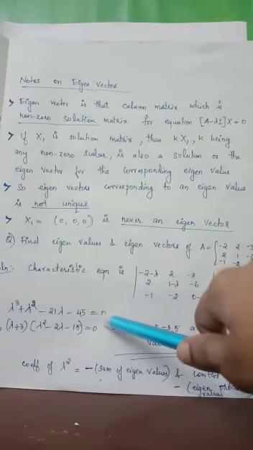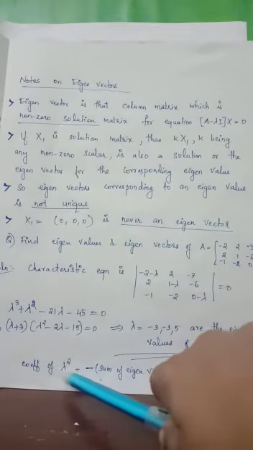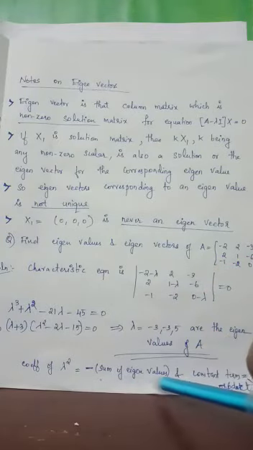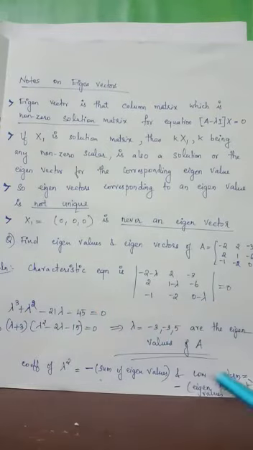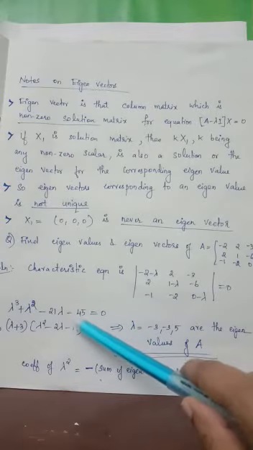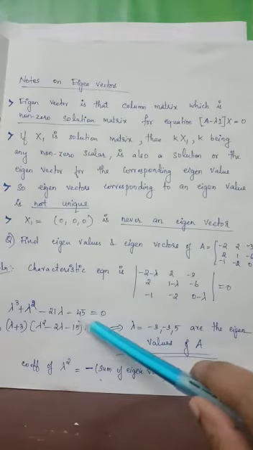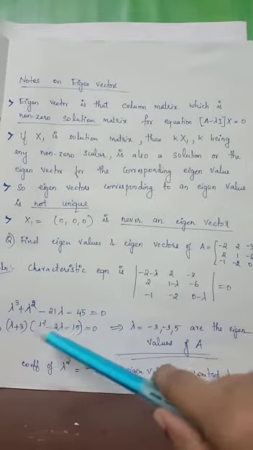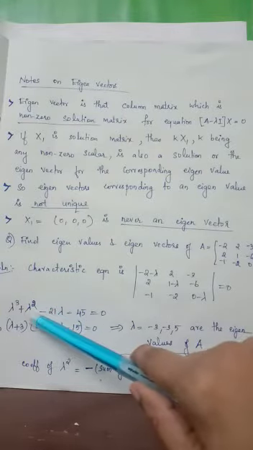The trick involved is that the coefficient of lambda square will give you the negative of the sum of eigenvalues and the constant term will give you the negative of the product of eigenvalues. So, looking at the constant term and taking the negative of it, you get the product of eigenvalues. 45 is the product of eigenvalues here, and the negative of the coefficient of lambda square, which is equal to negative 1 here, will give you the sum of eigenvalues.